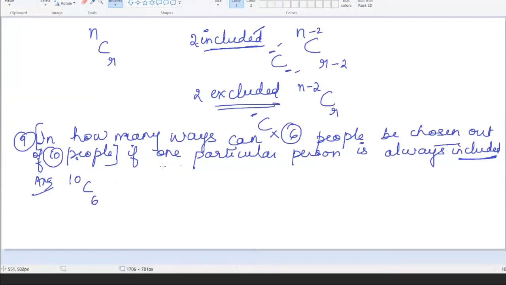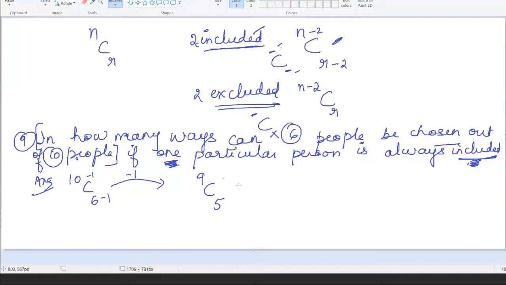Now, I'm looking at the condition. If one particular person is always included, what should I do? From top also minus, from bottom also minus. How much should I minus now? 1. So I have to subtract 1. So what will be my answer now? 10 minus 1, so it will be 9. See, from 6 also I subtract 1, so therefore it will be 5. Is the idea clear? When it is included, what do I have to do? I have to subtract 1, from 10 also, from 6 also. So that I will be reaching 9C5.